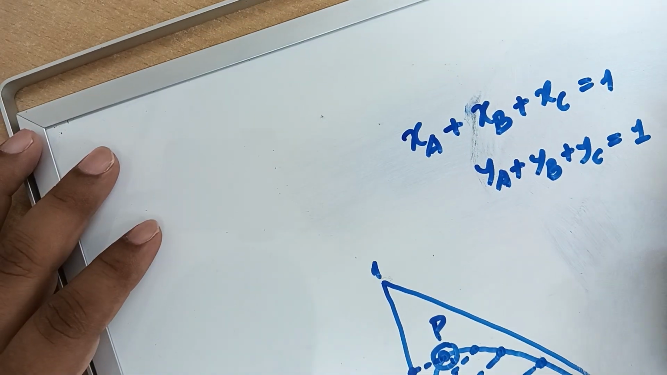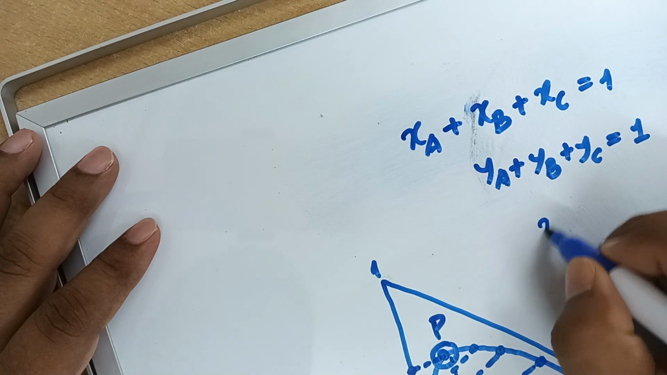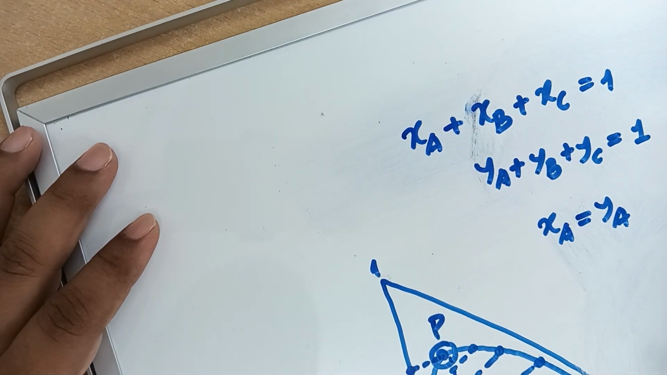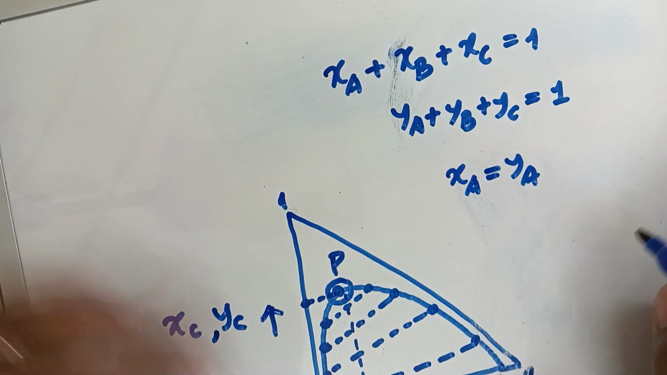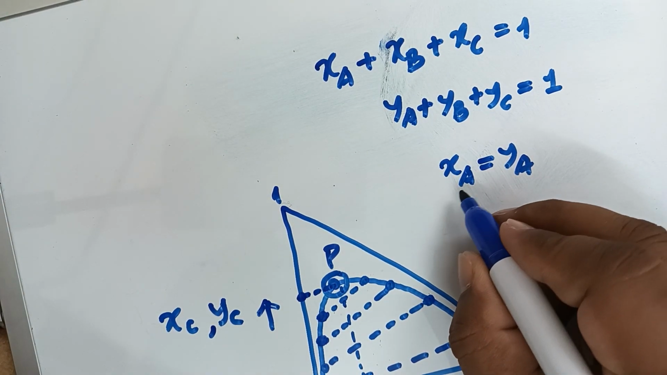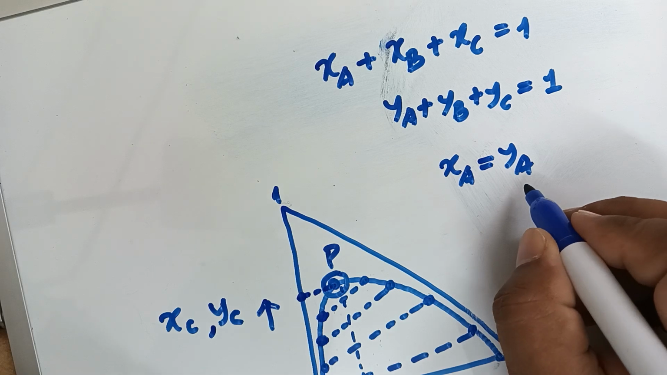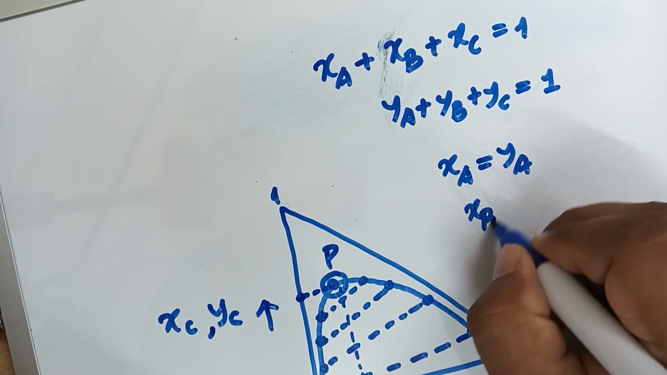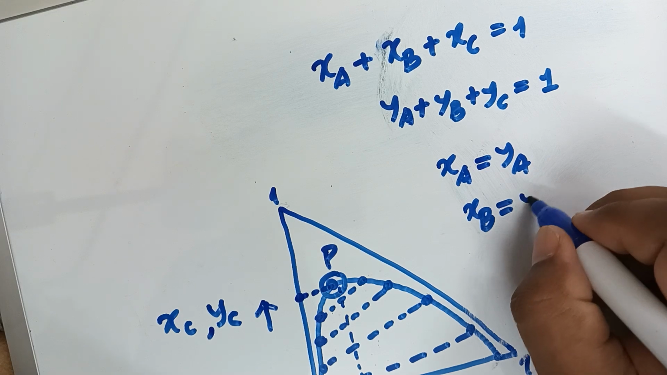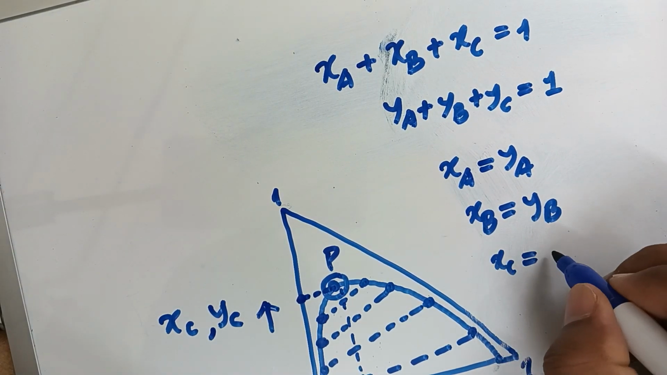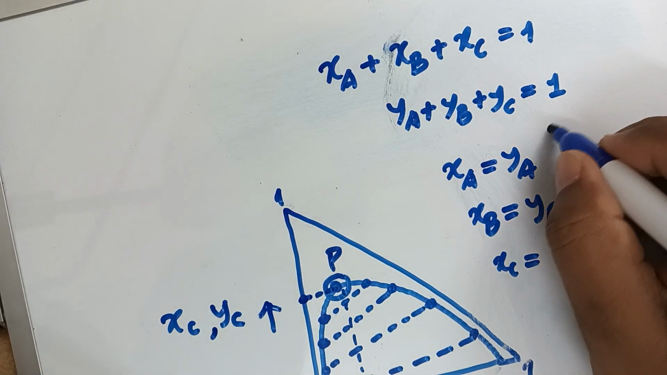So the value of XA also is going to be equal to YA. At the plait point, your carrier concentration in the raffinate to that in the extract is going to be the same. Similarly, solvent concentrations are going to be the same and solute concentrations are going to be the same.